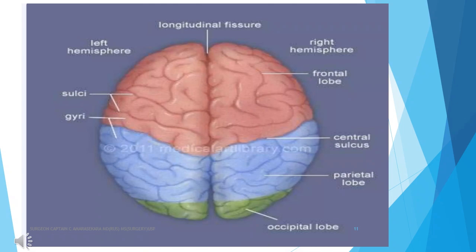Clinically mapping symptoms to lobes is essential. A patient with sudden speech difficulty and right-sided weakness likely has a left frontal lobe stroke. A person with visual hallucination or field cuts may have occipital lobe involvement. And remember, the longitudinal fissure divides the hemispheres, but the corpus callosum bridges them.